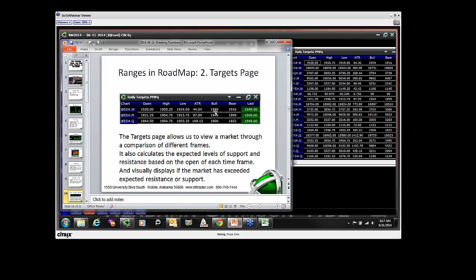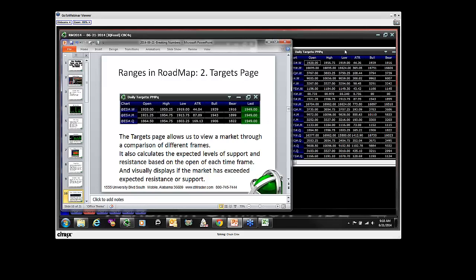The targets page allows us to view a market through a comparison of different time frames. It calculates expected levels of support and resistance and visually displays that the market has exceeded expected support or resistance. And you can see on this picture here, the last traded price above the bullish level on the week, the month, and the quarter. Obviously, the quarter we're doing great. We're up here at 1949, and it got bullish at 1906. It got bullish long before that, but it was confirmed to be bullish at 1906.